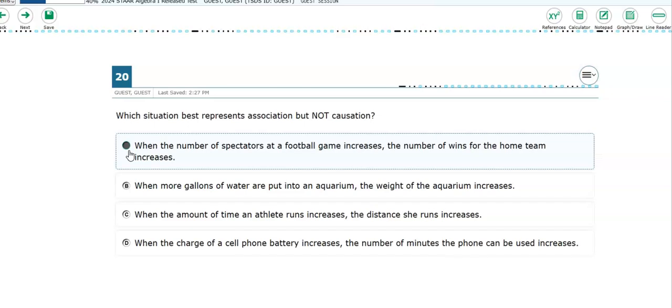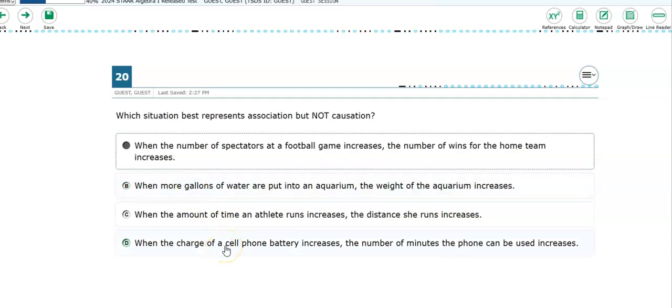All right, let's make sure the other ones are. So when there are more gallons of water put in the aquarium, the weight of the aquarium increases. That is definitely causation. More volume leads to more weight. When the amount of time an athlete runs increases, the distance she runs increases. Yes, how much time you spend leads to distance. That's very true. When the charge of a cell phone battery increases, the number of minutes the phone can be used increases. Yes, how much energy it has allows you to use it.